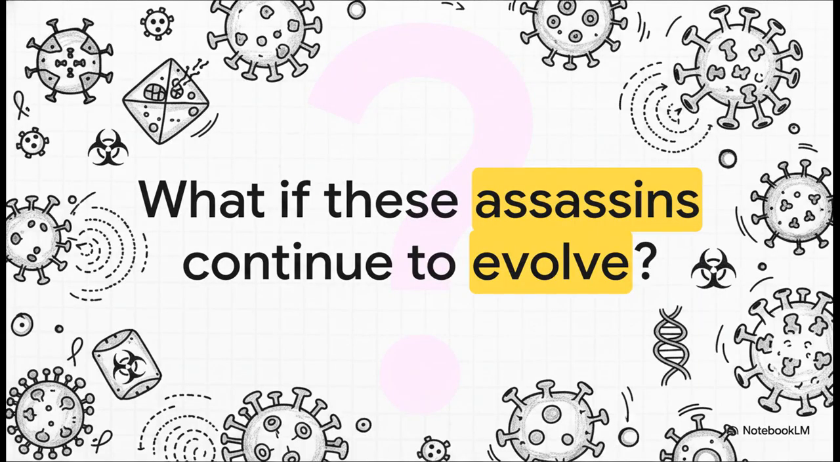So, we've seen how envelopes, capsids, and genetic payloads can work in this devastating harmony to invade, replicate, and destroy. But here's the thing you have to remember. Nature is always experimenting. As these viruses continue to share traits and genetically adapt, we have to ask ourselves, what is the next evolutionary blueprint going to look like? And when the next molecular assassin inevitably arrives, will we actually be ready for it?